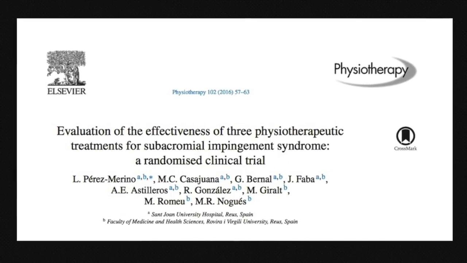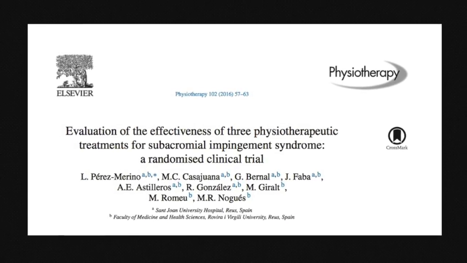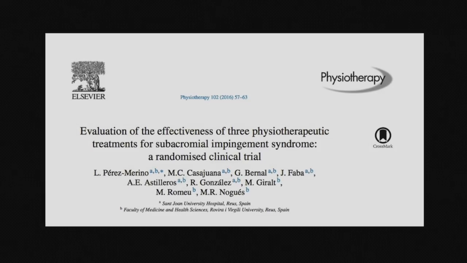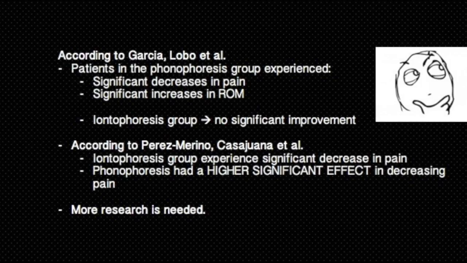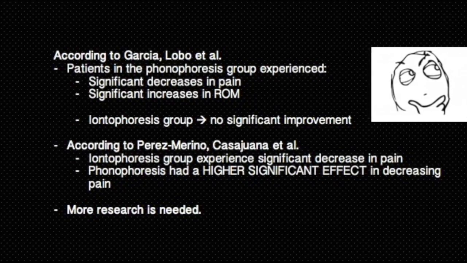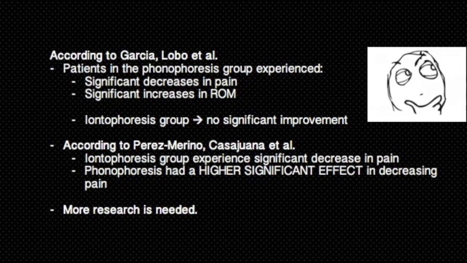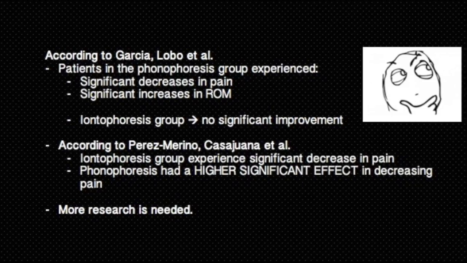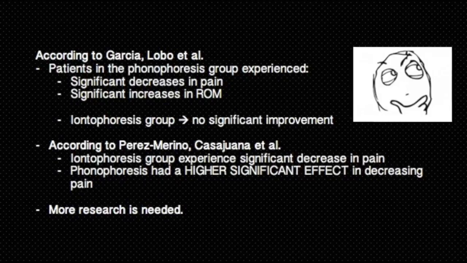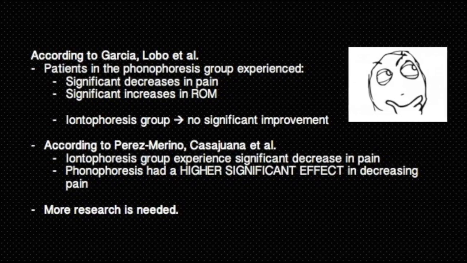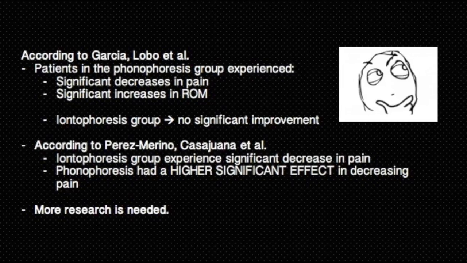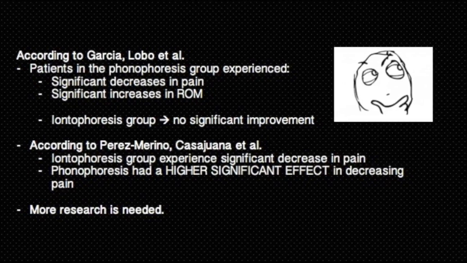While another study by Perez Marino and colleagues showed that iontophoresis significantly improved DASH and visual analog scale scores, the treatment used dexketoprofen instead. The number of studies published on the use of iontophoresis for shoulder impingement is extremely low. Thus, it is difficult to confirm if the medication affected the results. Future studies can compare the effects of different medications used for iontophoresis on patients with shoulder impingement syndrome.